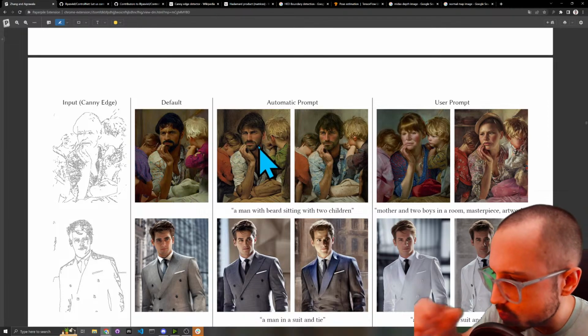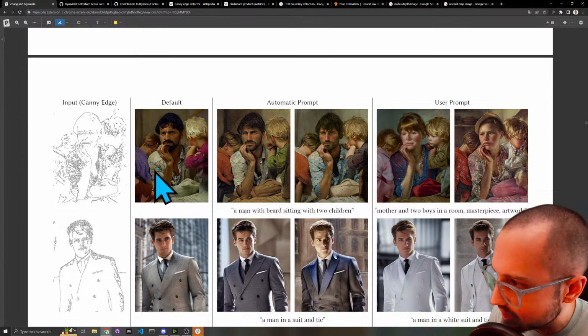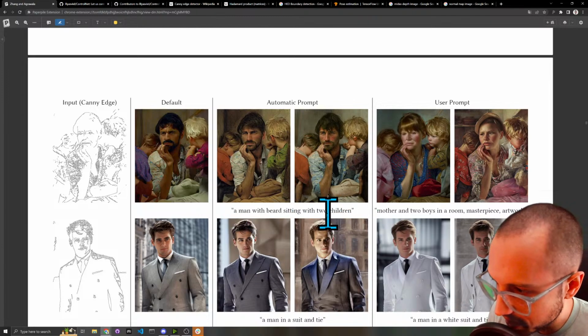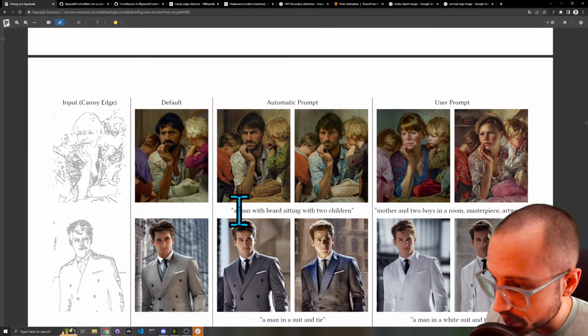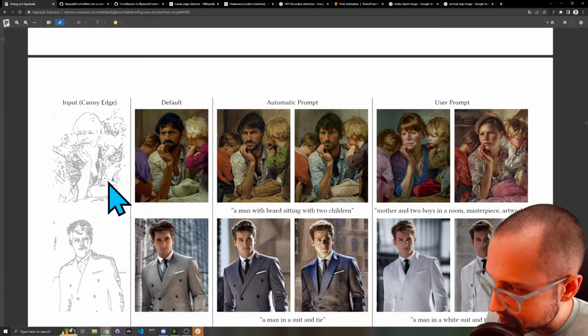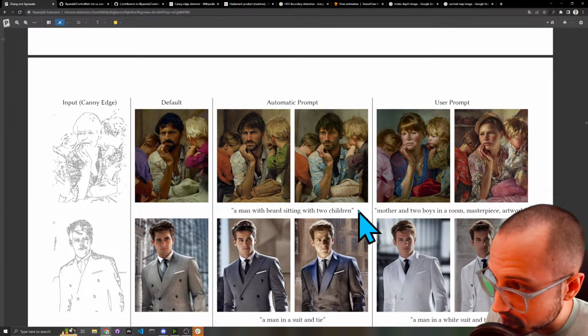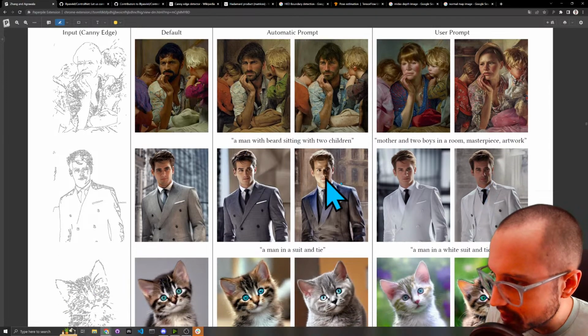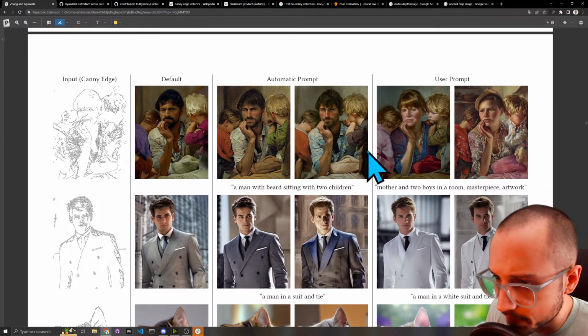Automatic prompt, so this is where they feed the default prompt. They get this image, then they take this model and they feed it through BLIP, which will give them a caption. So the BLIP model goes from this image into a man with a beard sitting with 2 children, and then basically they do the whole thing again, and now they're feeding this input with this prompt, and you get this. So seems like it maybe makes it a little bit better, but I don't know.